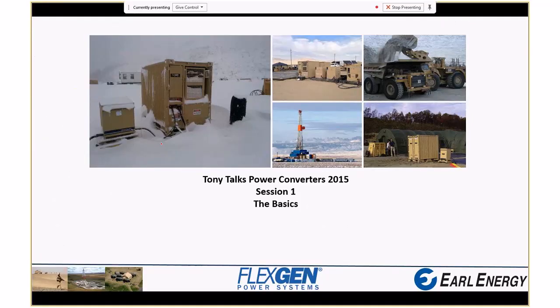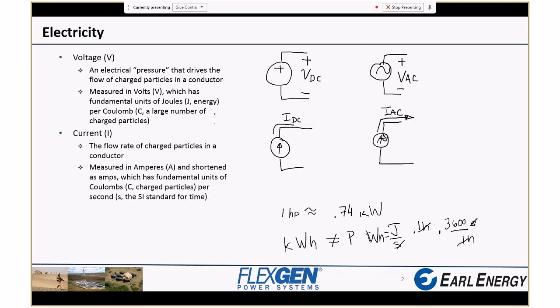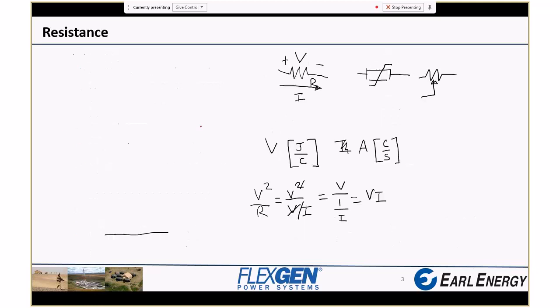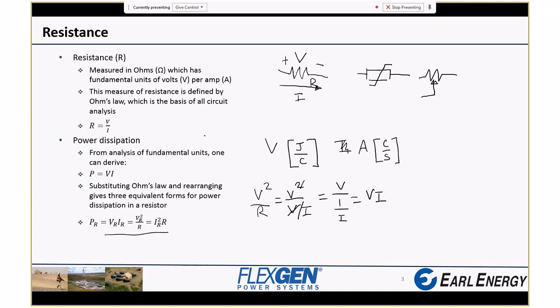So last time we had talked about controls. We talked about electricity, voltage, current, and power. I assume that was all very basic review. Then we talked about resistance, which again was just a definition of Ohm's law. I expect it was, again, basic review.